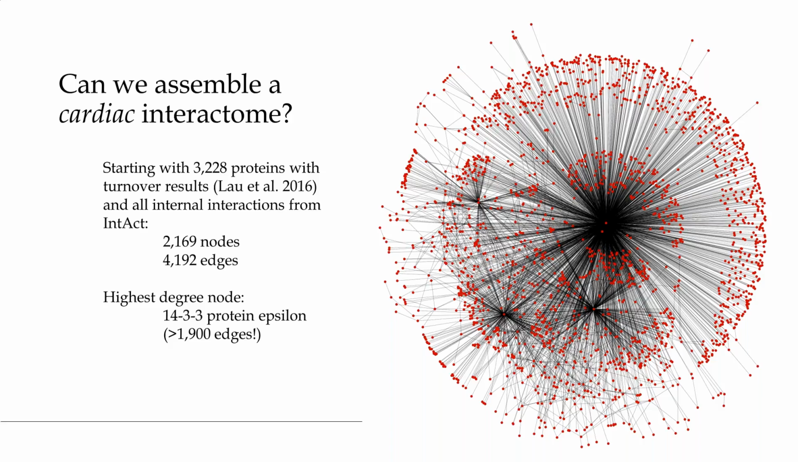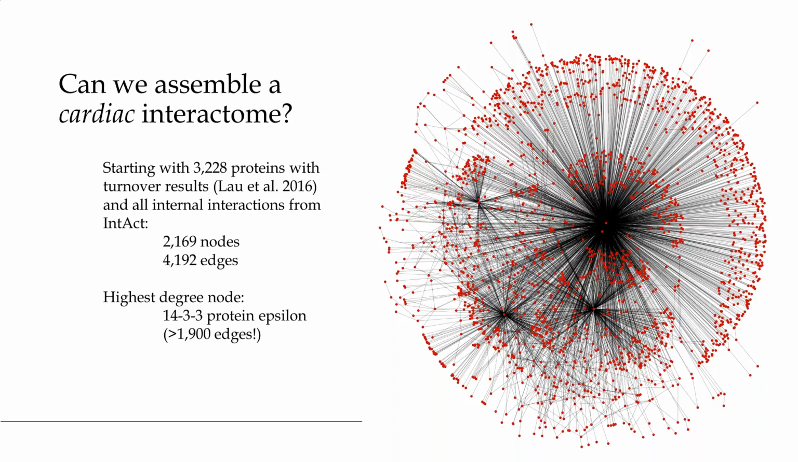Interestingly enough, there's a very high degree node right in the middle of that network, and that is the 14-3-3 protein epsilon, which is a protein known to be implicated in a number of different signaling pathways. In this case, it's found to have more than 1,900 edges, which is a lot. That's a lot for any network to have interactions from. So if we were to drop that protein out of our network, we may not even have much of a consistent single network anymore.